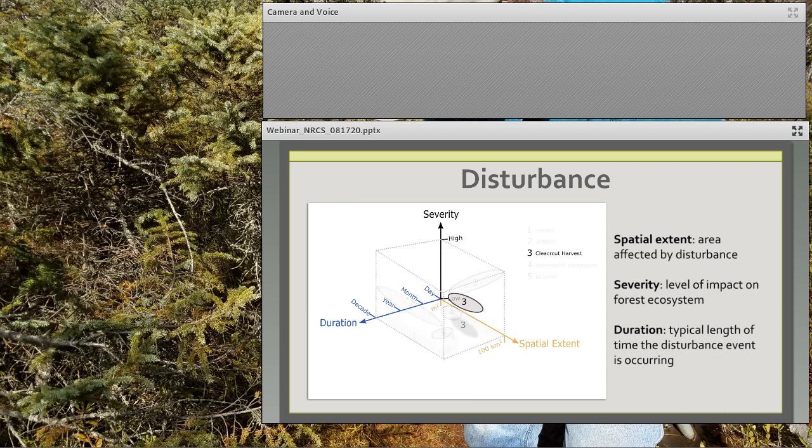For example, if we focus on clear-cut harvesting disturbance, which is represented here by the gray ellipse highlighted, this has a spatial extent ranging from about 10 to 50 square kilometers, a duration ranging from about a day to a month, and a severity of low to medium, depending on the harvesting technique that's implemented. Understanding where disturbances fall on this spectrum may enable better understanding of the potential impact and how the forest ecosystem may respond.